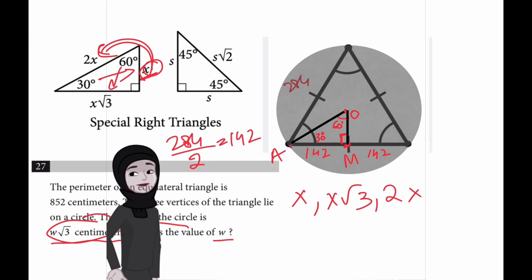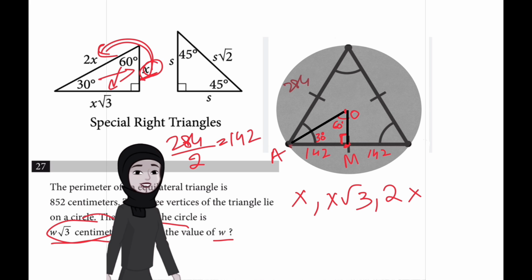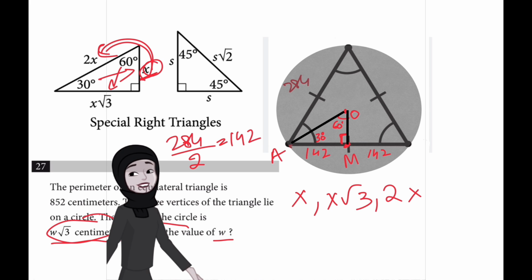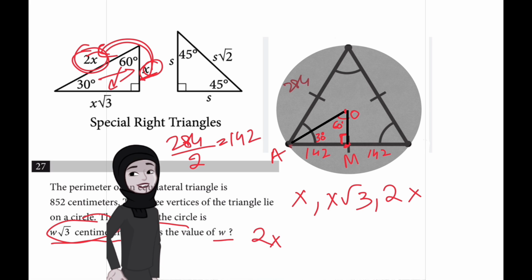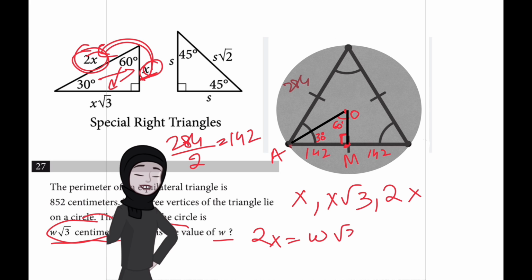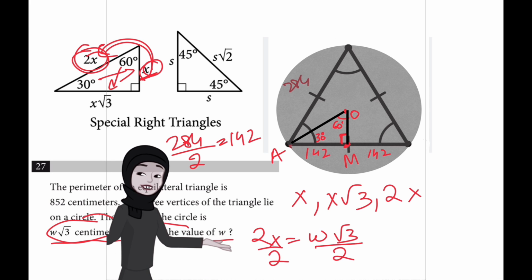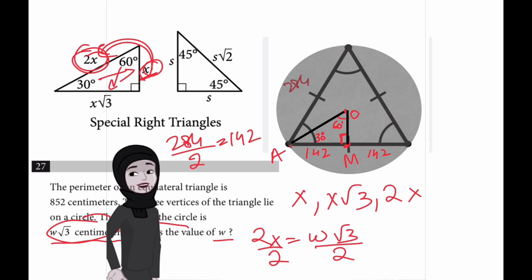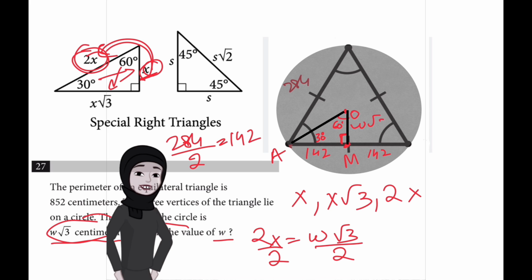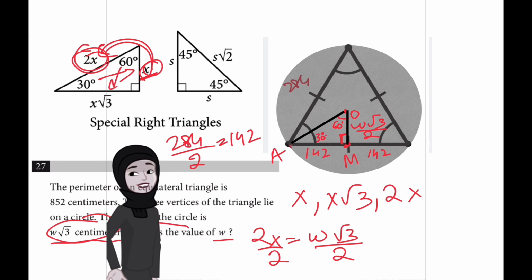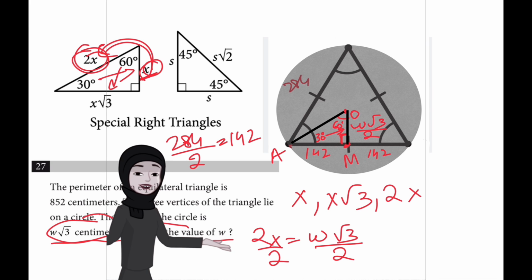Already it is given that the radius is w root 3. So that means we know the 2x value basically. Since we know the 2x value is w root 3, what is half of this? To do that, you have to divide both sides by 2. So w root 3 by 2 will be the length opposite to the 30 degrees, because it is half of the radius.